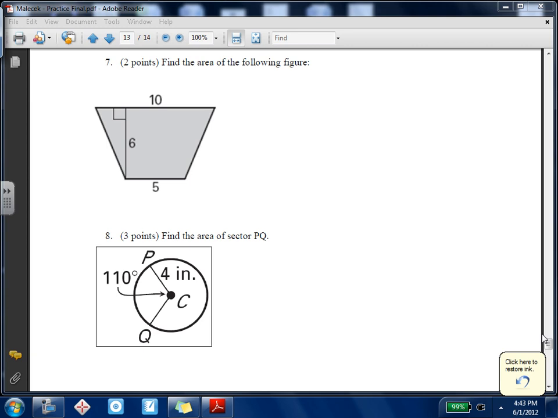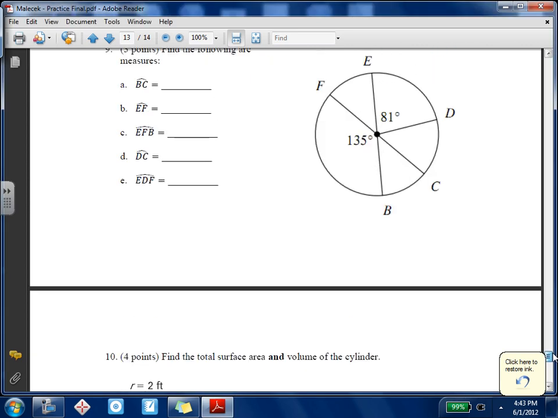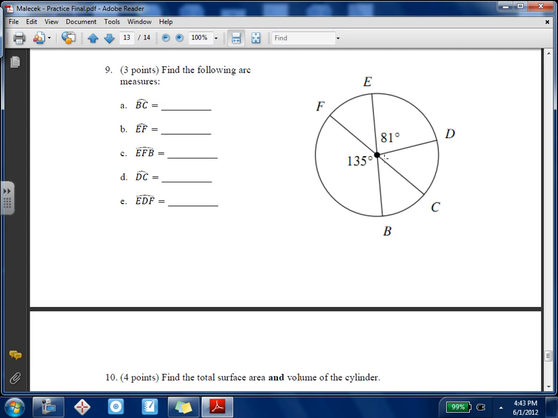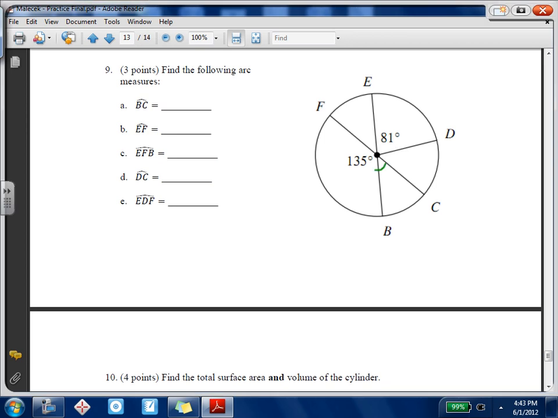Moving down to number 9. Find the following arc measures. The arc measures are the degree measure of each slice of pizza in this case. Remember, there are two things that you need to look for: vertical angles and semicircles. Notice right off the bat that we have one pair of vertical angles here. That means that those two are going to be the same. You should also notice that we have a semicircle right here.